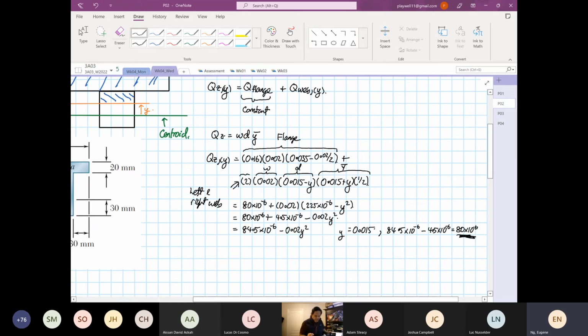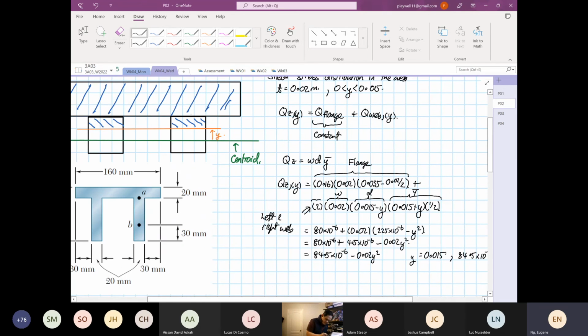It's also 80. What I just did is I calculated the area at the intersection of the flange and the web using 2 separate equations. The answers are the same. You are good to go.